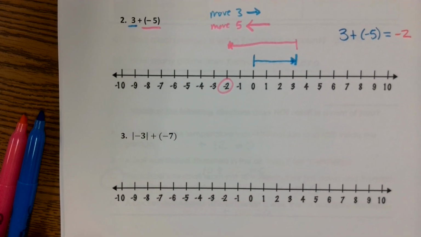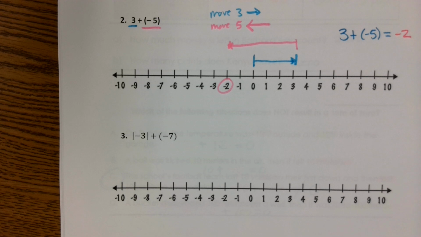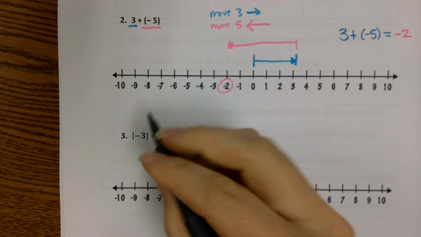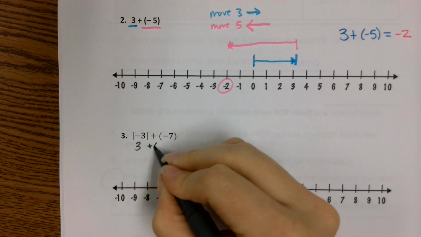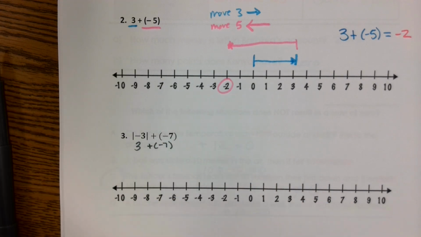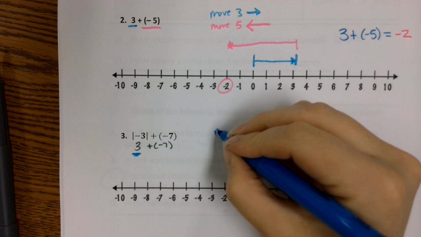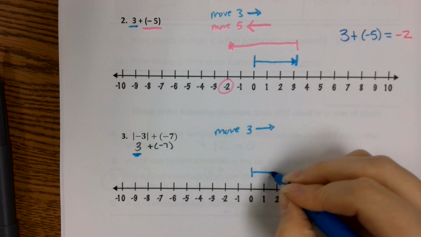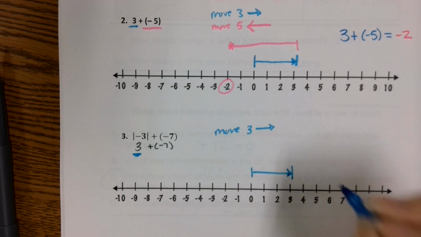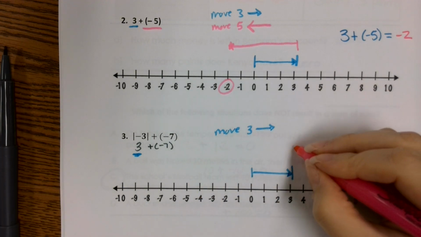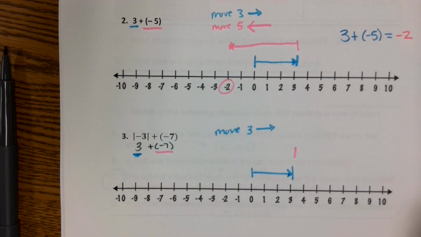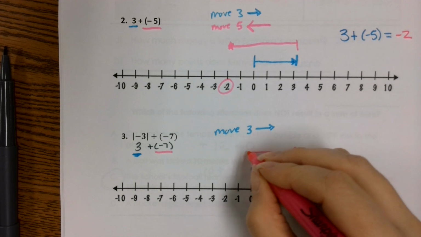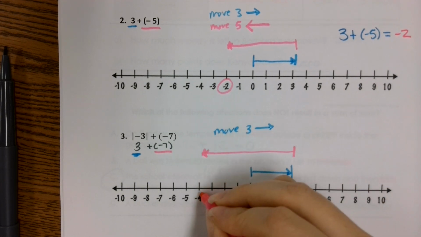Okay, for your last one, the first thing that you have to do is identify the absolute value of -3. What's the absolute value of -3? 3. So really this problem is 3 plus negative 7. So again, focusing on the first part says it's a positive 3. So that means that we're going to move 3 spots to the right. Starting at 0, move 3 to the right. And then from there, we're going to move 7 spots to the left, which ends us up at negative 4.